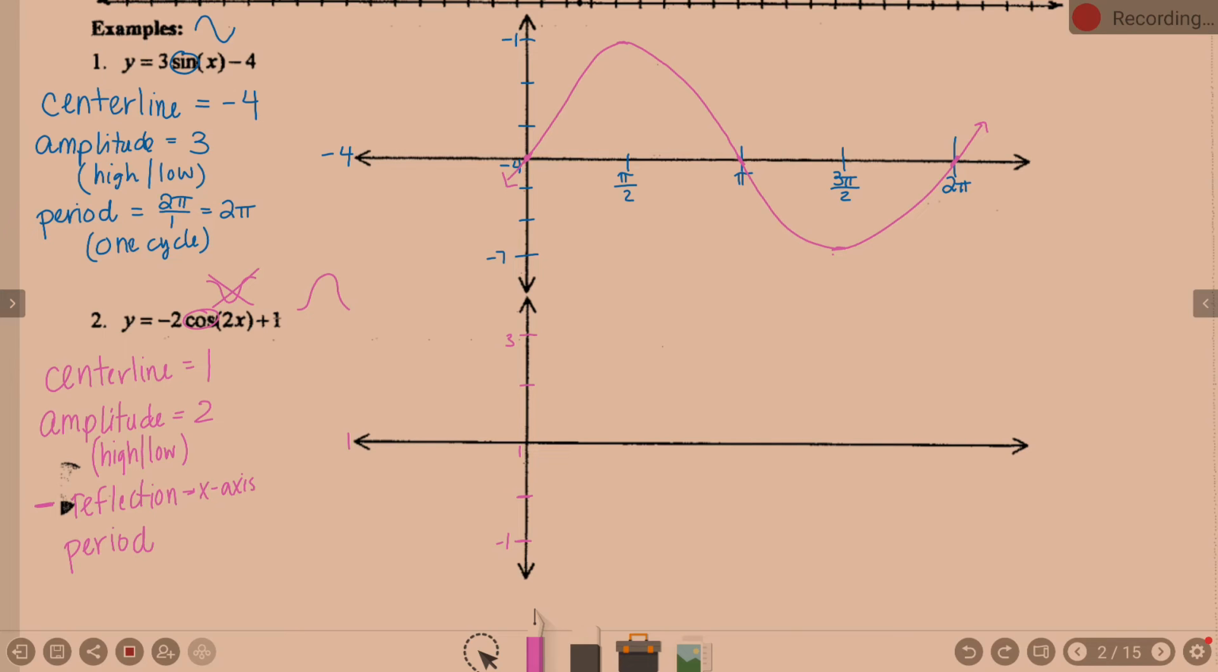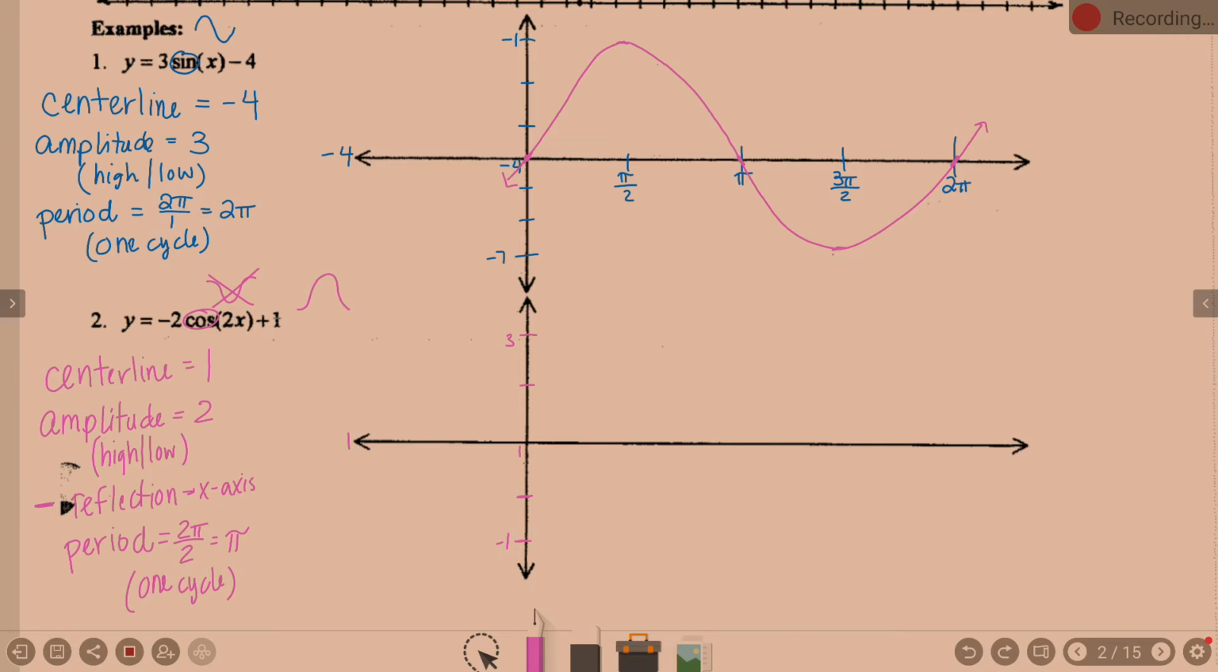Two pi over b. So in this case, it is 2 pi divided by 2, which is pi. So we now have a period of pi. That period of pi is what one cycle is going to look like. It's going to look like one cycle.